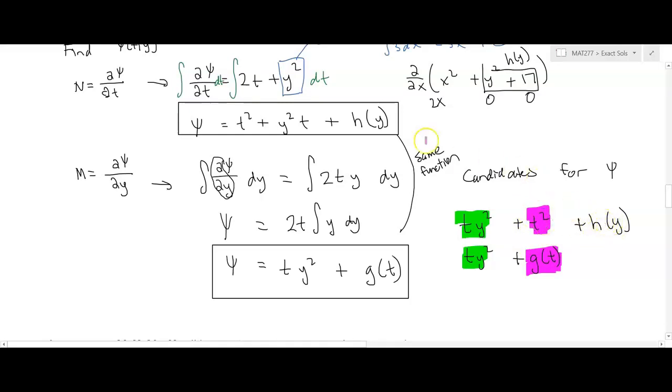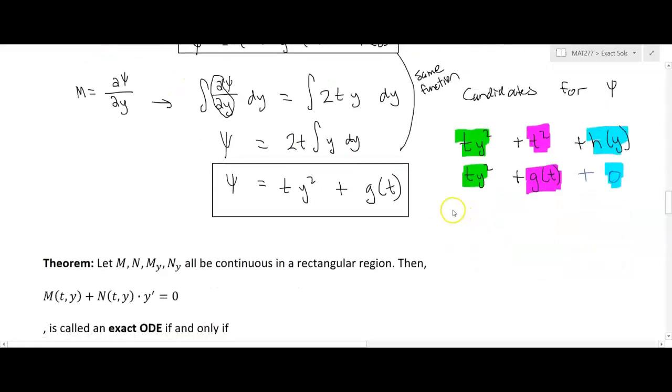And then what does h of y have to be? Well, I don't have any function of y in this equation here, but I do know that it's totally okay to write plus 0. And therefore, I can now argue and conclude that h of y is equal to 0. And so I can write that psi of t comma y is equal to ty squared plus t squared. And that is my final psi function.